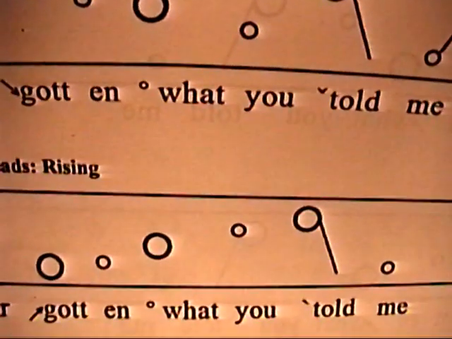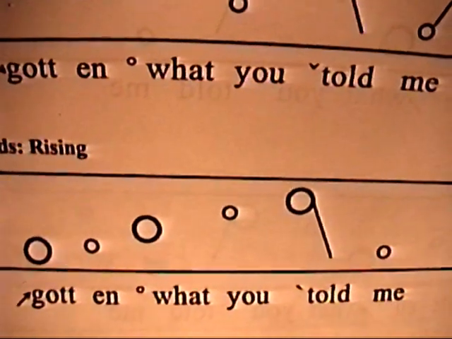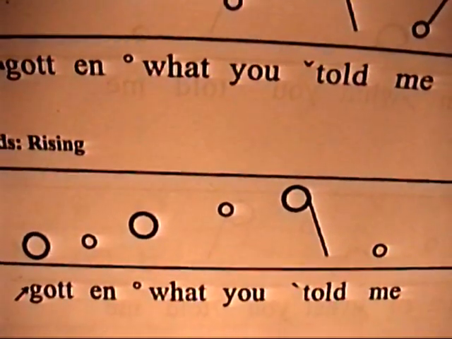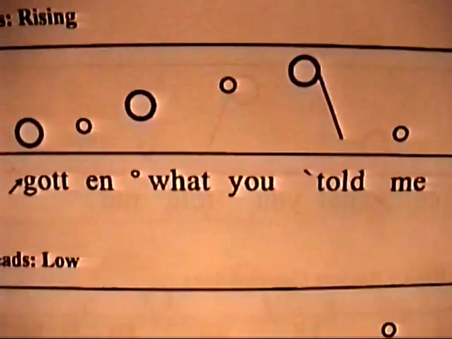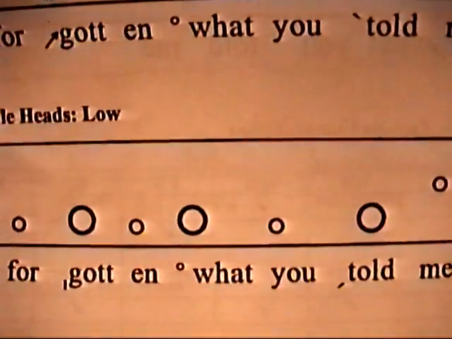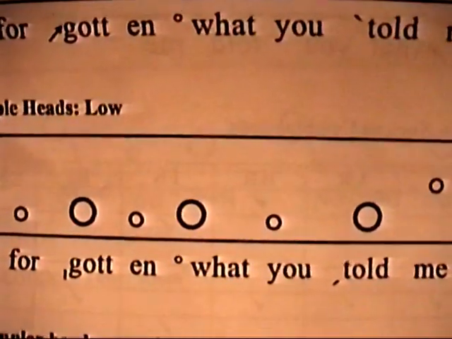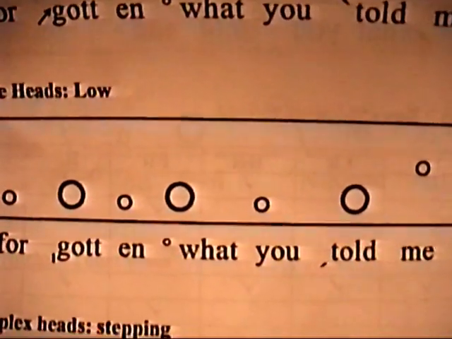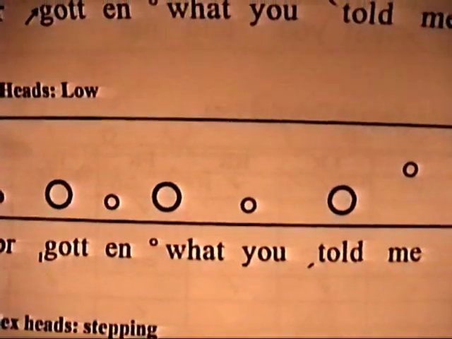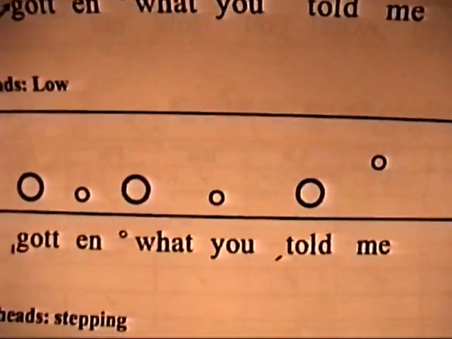I've forgotten what you told me. And the final simple head is when the onset is low and everything else is low. So we've got a low head, or a level head, I suppose. So at 9, we've got that.